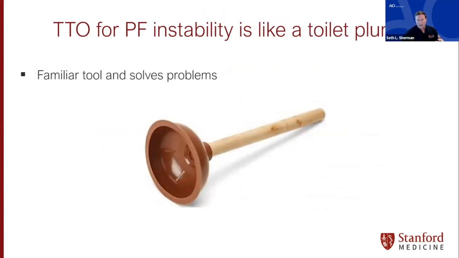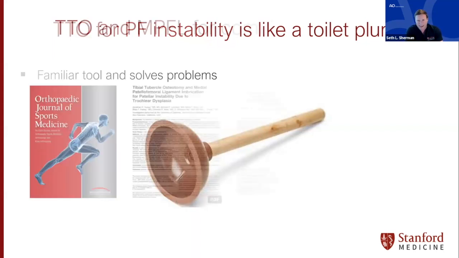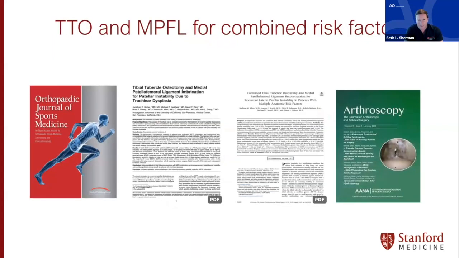It's a familiar tool and it solves problems. It may not get to all of the root causes of the issues. It doesn't critically always correct every rotation or every misshapen trochlea. But at the end of the day, these are familiar tools with a low complication profile. And frankly, adding TTO to MPFLs as a first line, second line procedure is a really good strategy, in my opinion. The evidence supports this.